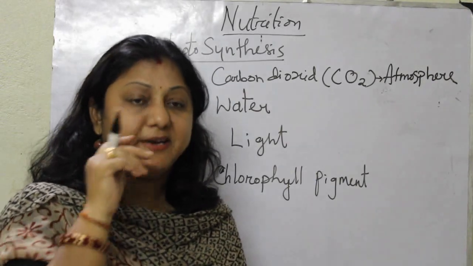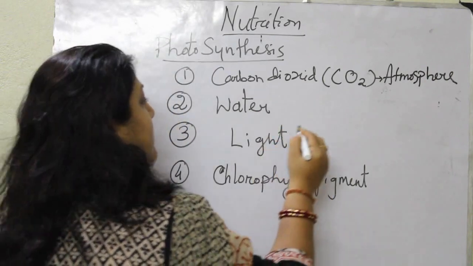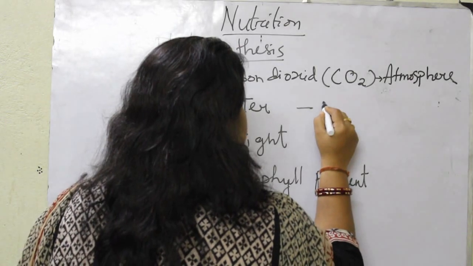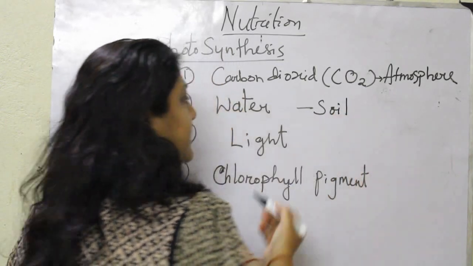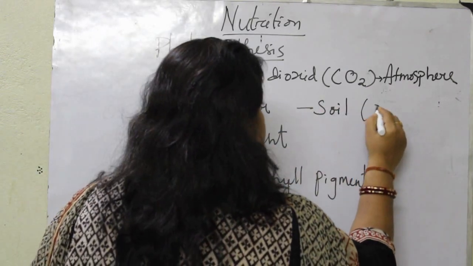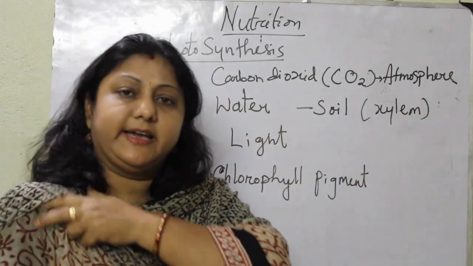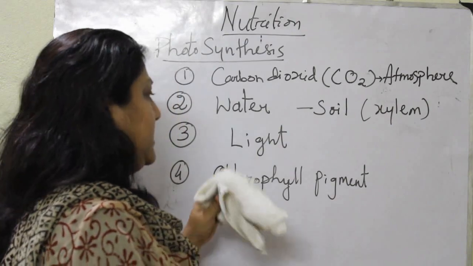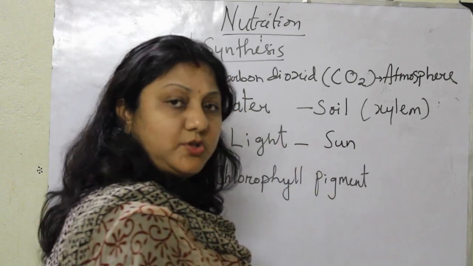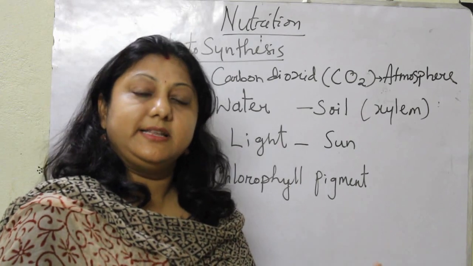The atmosphere is providing the carbon dioxide to the plant. Now water is received from soil. The source of water is soil, and the water is taken up by the xylem tissue. Light is provided by the sun, the solar energy, and the chlorophyll pigment is present in the cells.